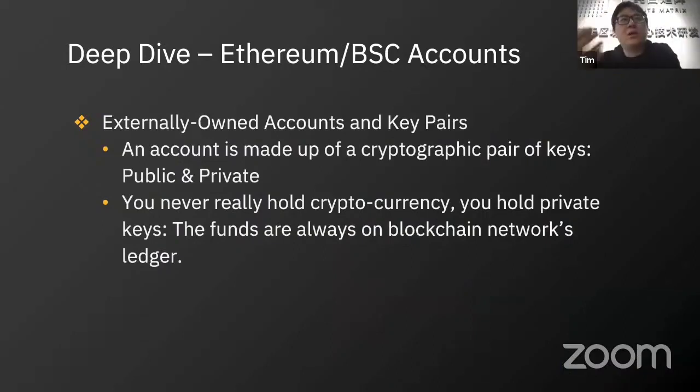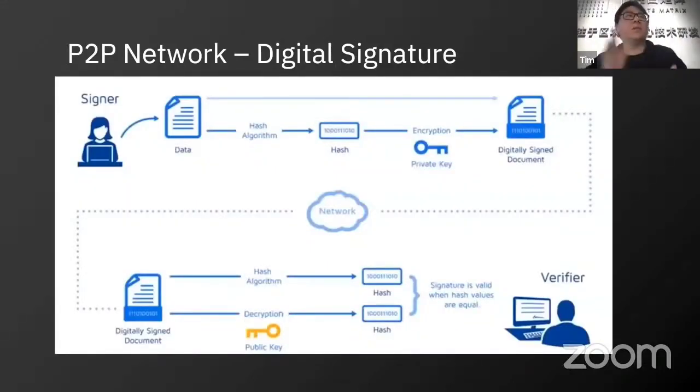Okay, so external accounts and key pairs: what's the relationship? An account is made up of a cryptographic pair of keys, basically a public key and a private key. You need to sign your transaction with your private key, and other people can use the public key to validate that transaction. So you never really hold any cryptocurrency. You hold the private keys. The funds are always on the blockchain network ledger, and you can use your private key to manage your assets and funds. So this is basically how it works. The transaction is signed by the private key and then validated by the public key.